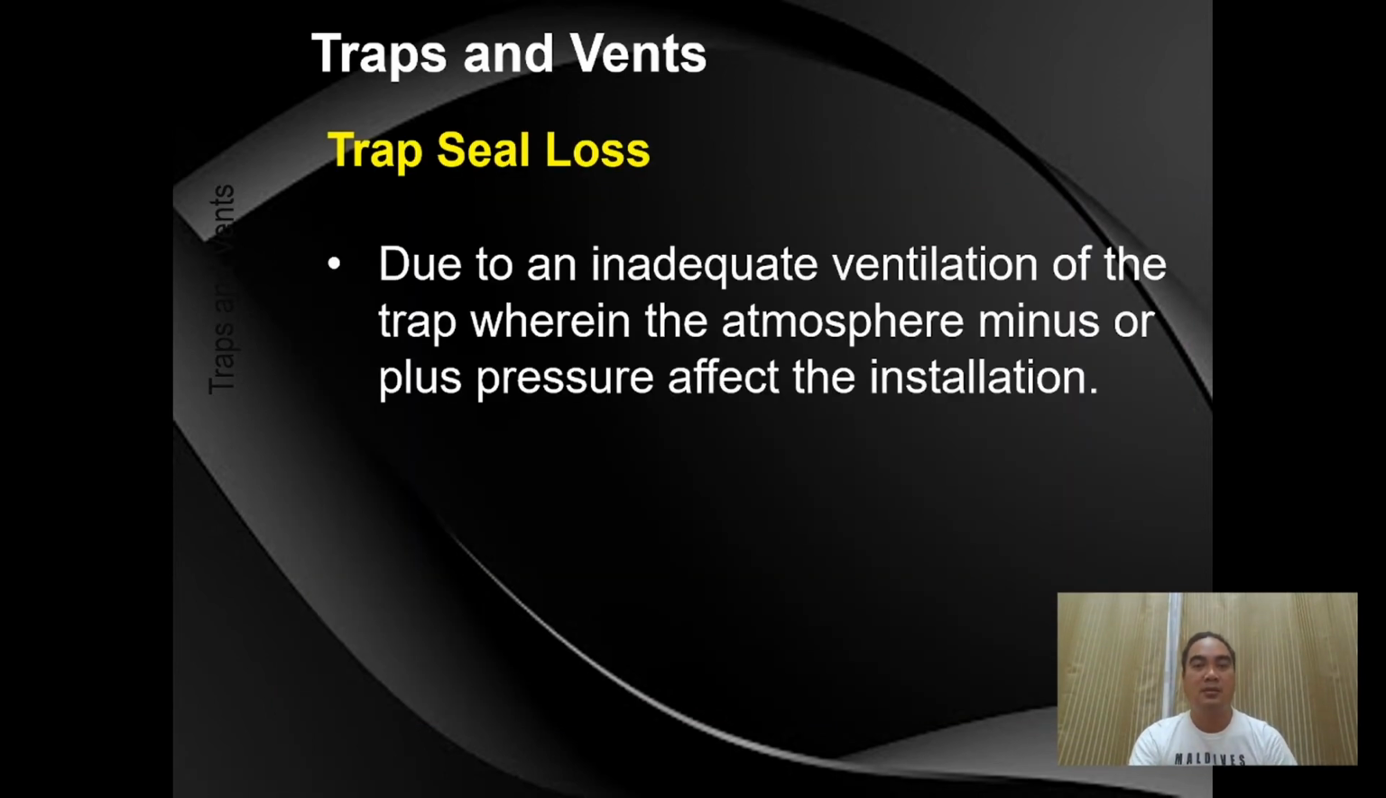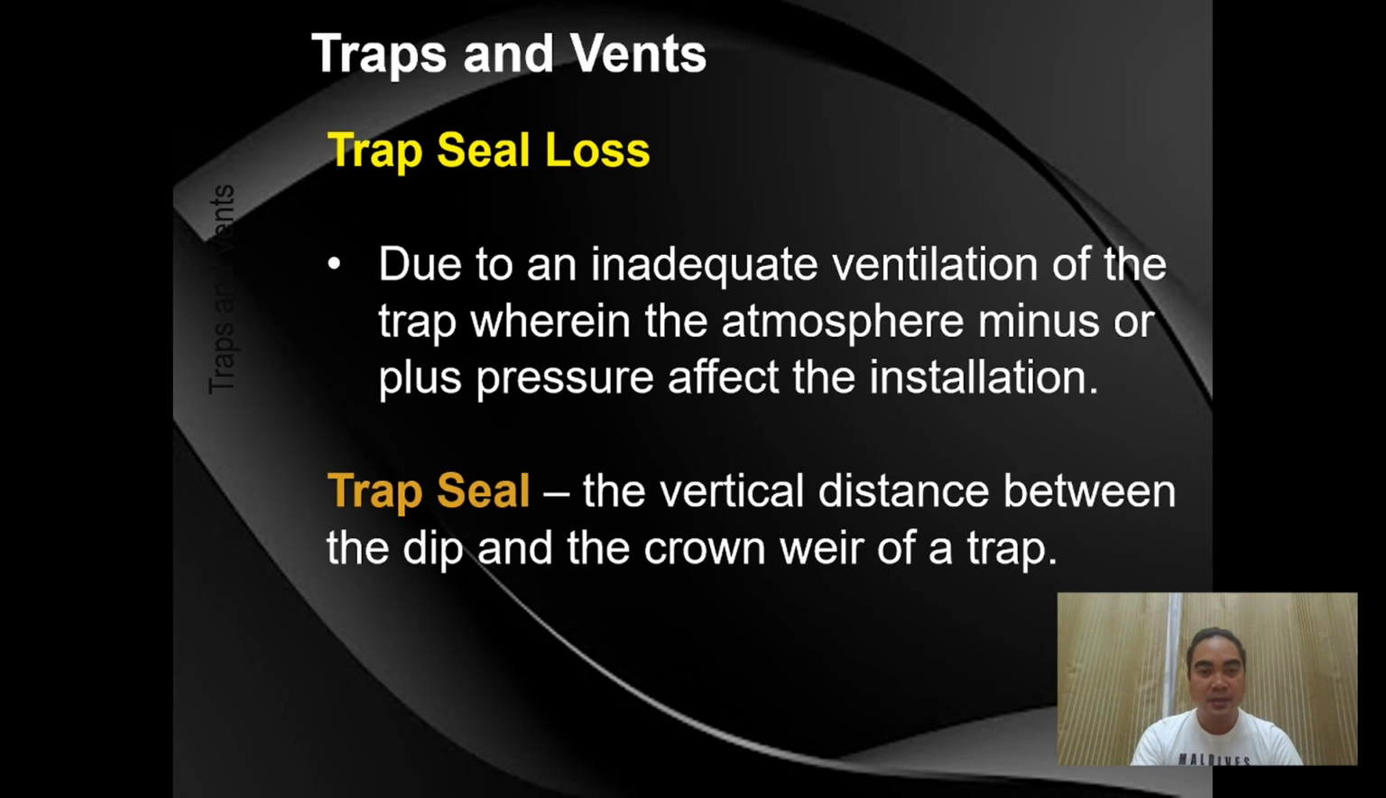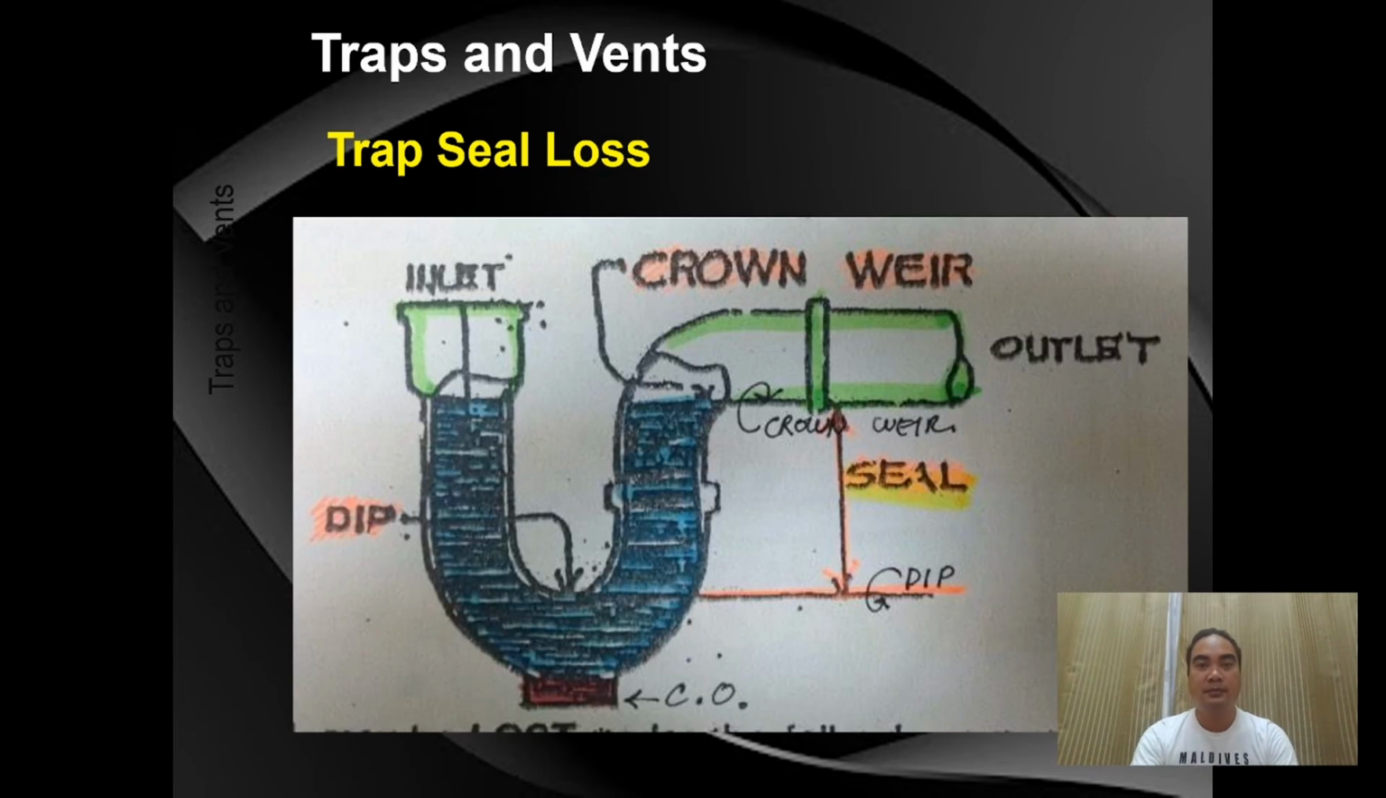Trap seal loss. Trap seal loss is due to an inadequate ventilation of the trap wherein the atmospheric minus or plus pressure affects the installation. Trap seal: the vertical distance between the dip and the crown weir of the trap. Ito yung seal. Crown weir. And this is the dip. So the distance from dip to the crown weir is the water seal.